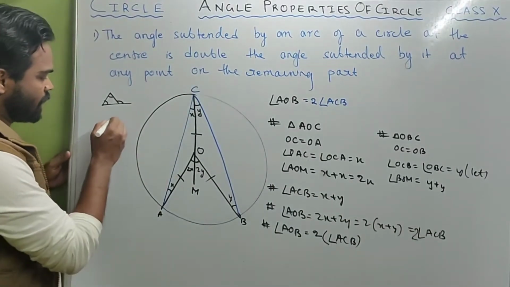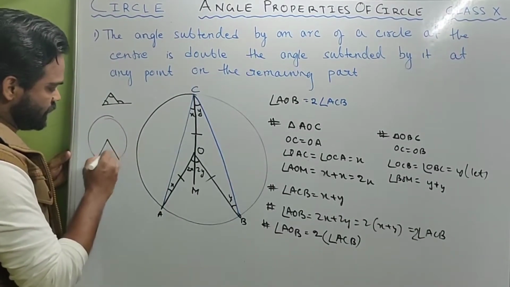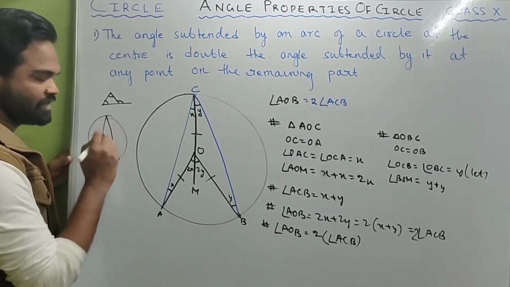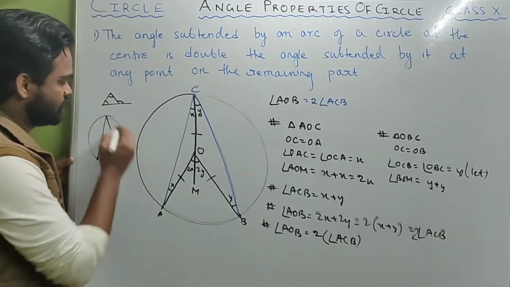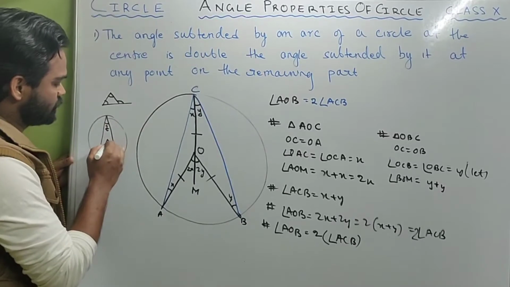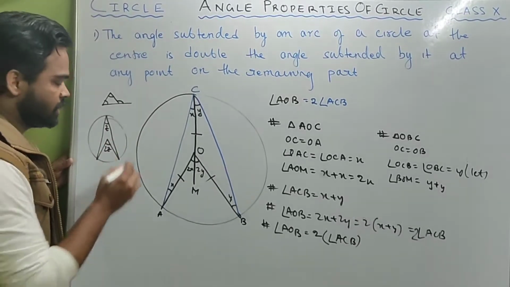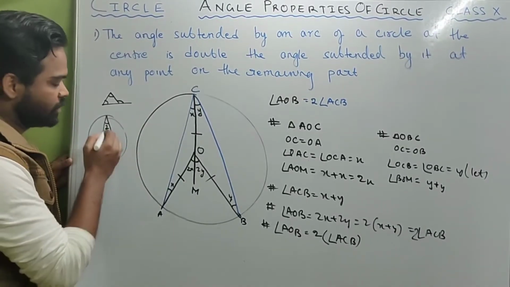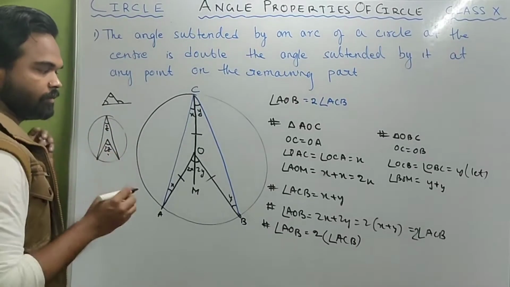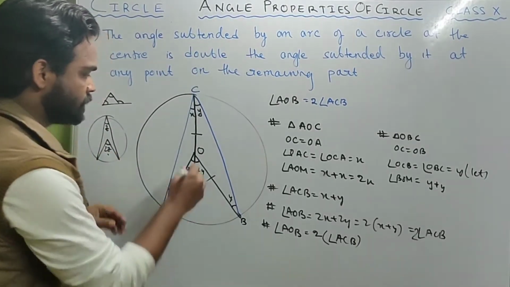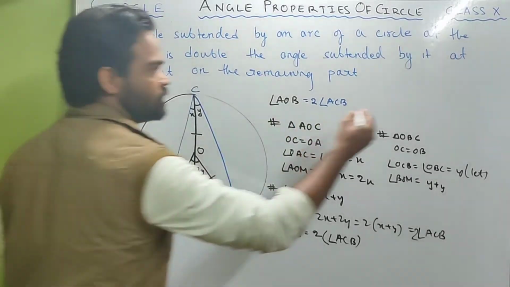Okay, so just remember, angle at the center is twice the angle at circumference. So if this is Z, this will be 2Z. If this is 50, this will be 100. If this is 20, this will be 40. This diagram at times is drawn like this also.